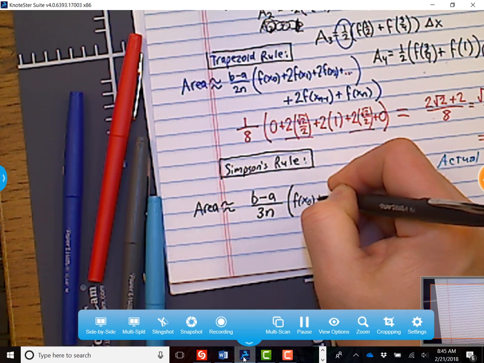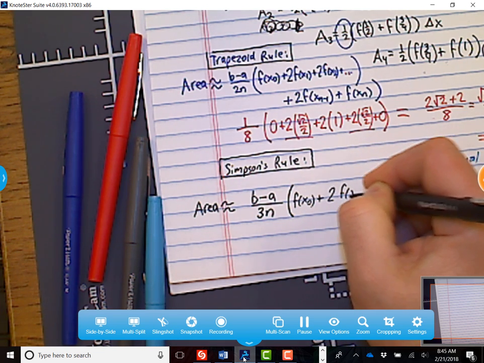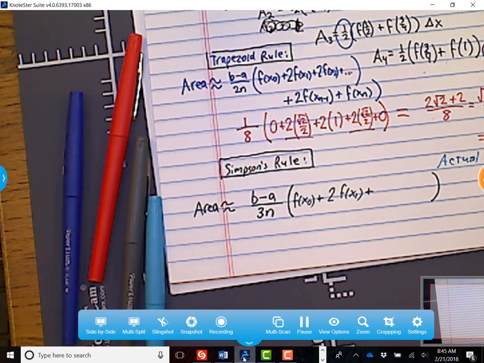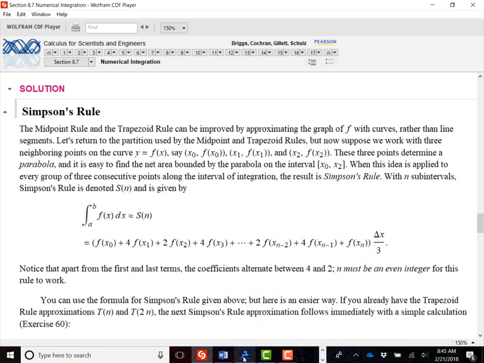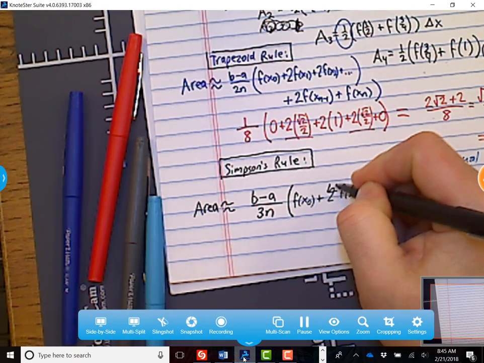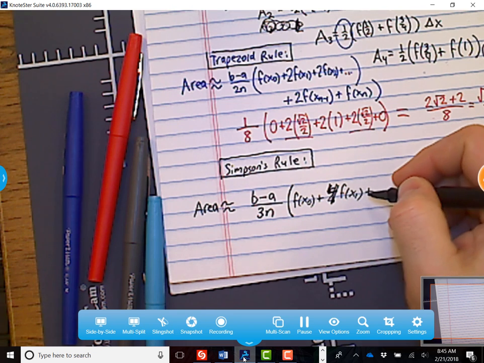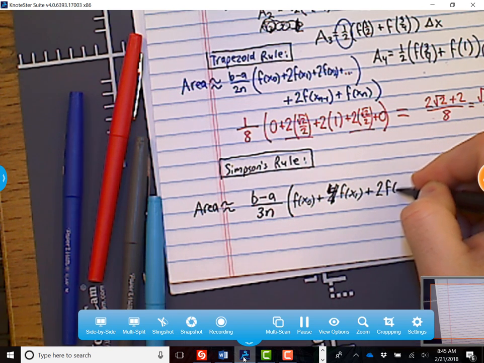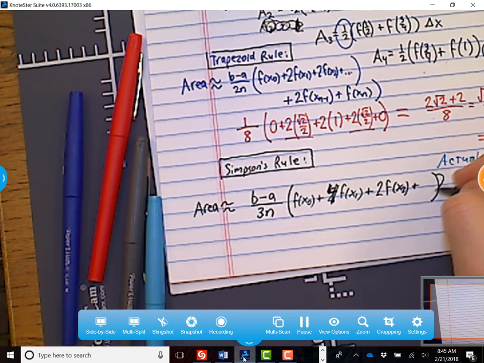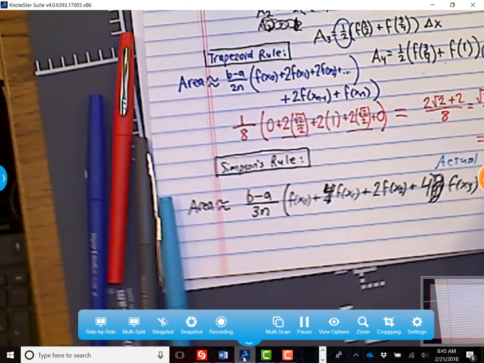f of x0 plus 2 f of x1 plus, now check this out. You see how they alternate? Oh, I had a mistake. Don't put that 2 there. You have to alternate 4s and 2s. So it's 4 f of x1 plus 2 f of x2 plus, maybe I'll keep going here, 4 f of x3 plus ... And now I'm off the screen. I got to be careful.